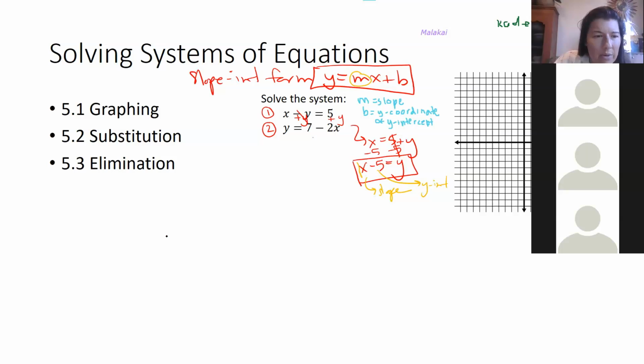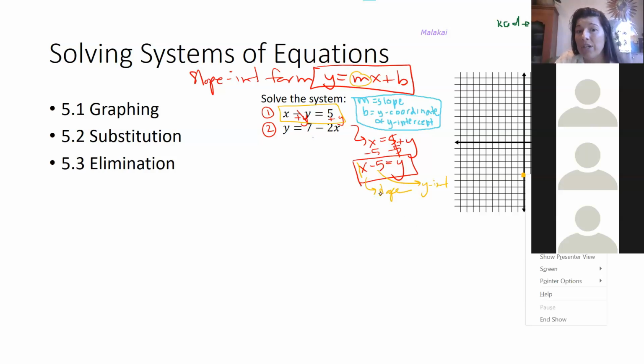So let's graph, what color should we graph equation number 1? Let's see here. Let's graph equation number 1 in orange. Okay. So I'm going to start with the y-intercept. It's going to be down at 5. 1, 2, 3, 4, 5. Put in that coordinate pair. And then we're going to use our slope to find some more points. Remember, our slope, we always want to represent as a fraction. So we can see the rise and the run.